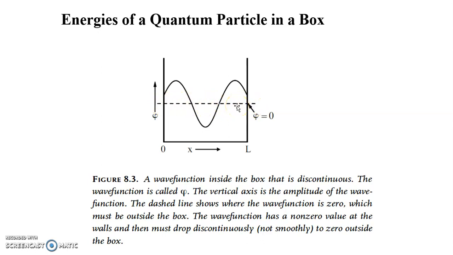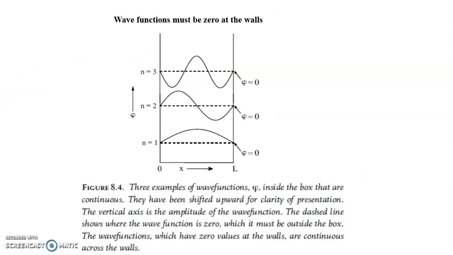The wave function has a non-zero value at the wall, here non-zero value at the wall, and then must drop discontinuously, not smoothly, to 0 outside the box. These are the assumptions for energies of a particle in a box. So the wave function must be 0 at the wall.